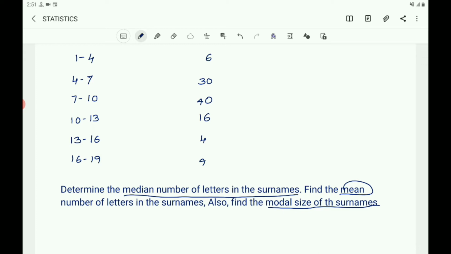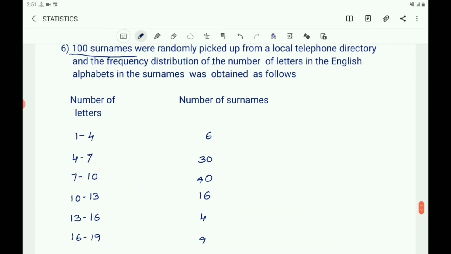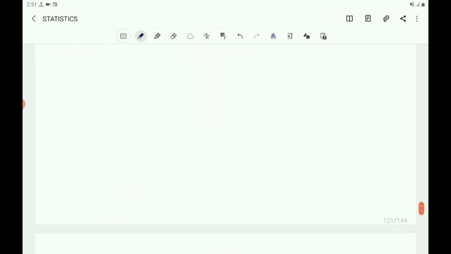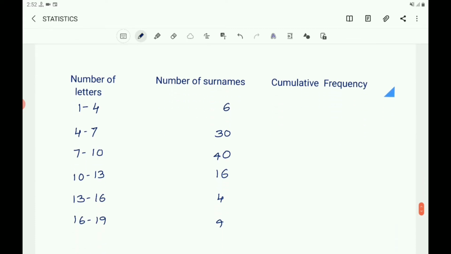Now let us find the median. To find the median, one more column is required, that is for the cumulative frequency. Now let us have the 3 columns to find the median. Take here number of letters for the first column, and number of surnames, that is F, and cumulative frequency, that is CF. Now the class intervals are given, 1 to 4, and frequency also given. Next we have to find out the cumulative frequency.